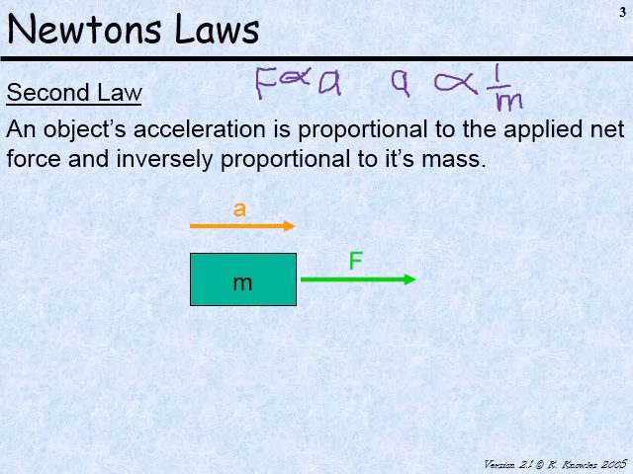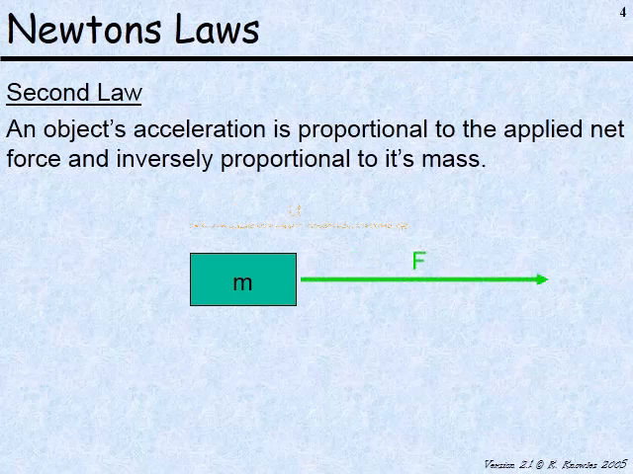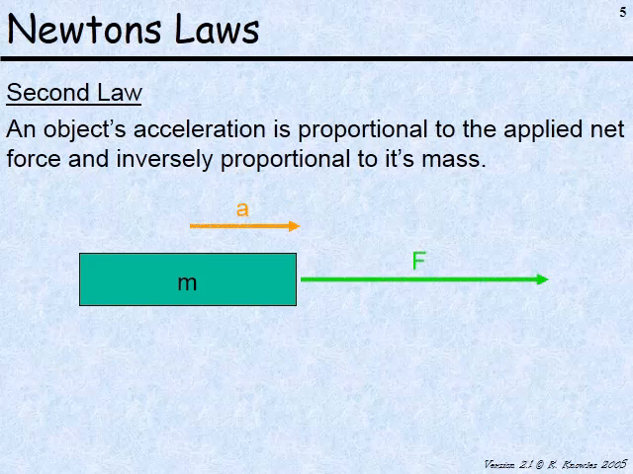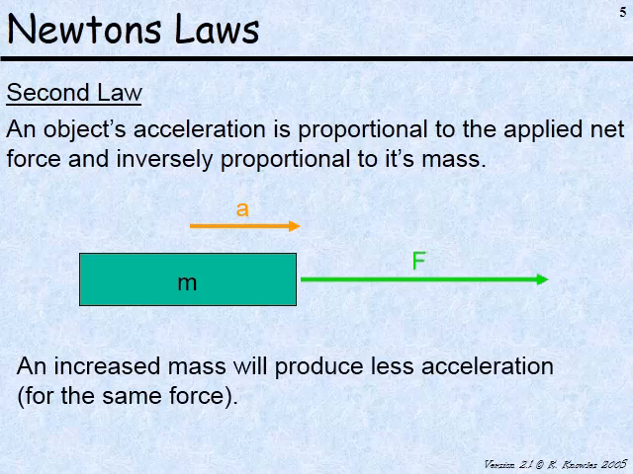So here we have an object of a mass. You can see its force and acceleration. So an increased force will produce an increased acceleration because force is directly proportional to acceleration. Whereas an increased mass will produce less acceleration for the same force because acceleration is proportional to 1 over the mass. On the next slide is a short video illustrating this on the moon.